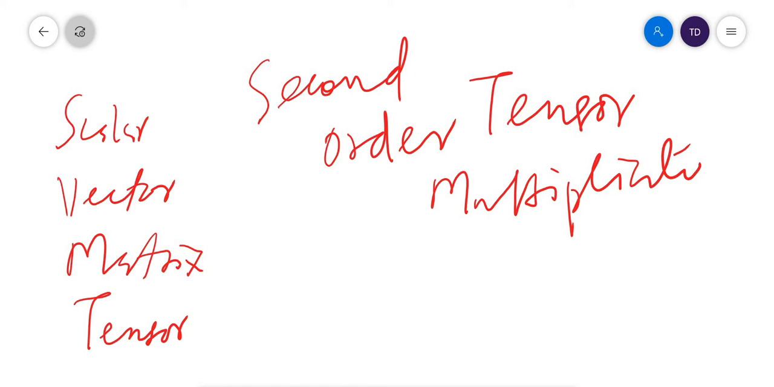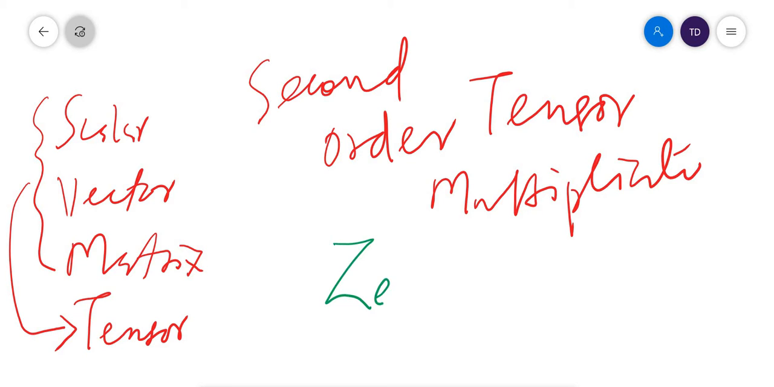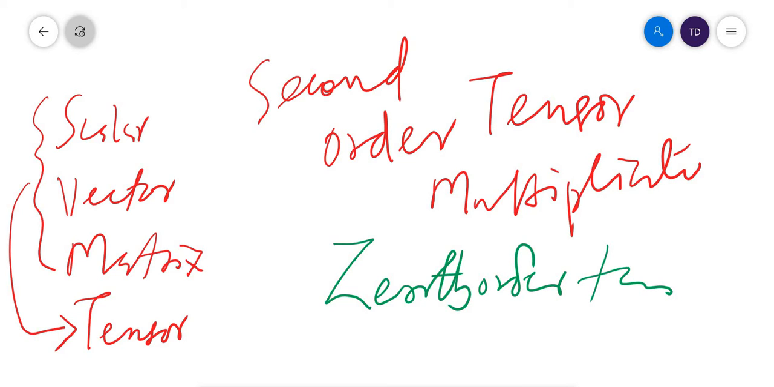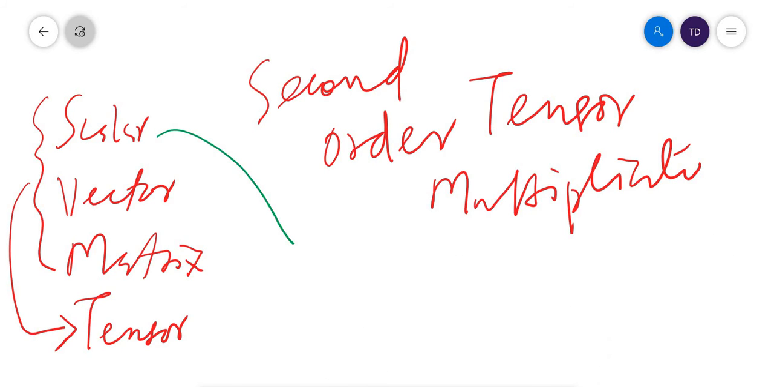First of all, I can tell you all these things come under the category tensor. Tensor means it's a container for data. That's the simplest explanation I can give you. Scalar means it is a zeroth order tensor. Zeroth order tensor is known as scalar. For example, 2 is a scalar, 4 is a scalar. That's all about scalar.